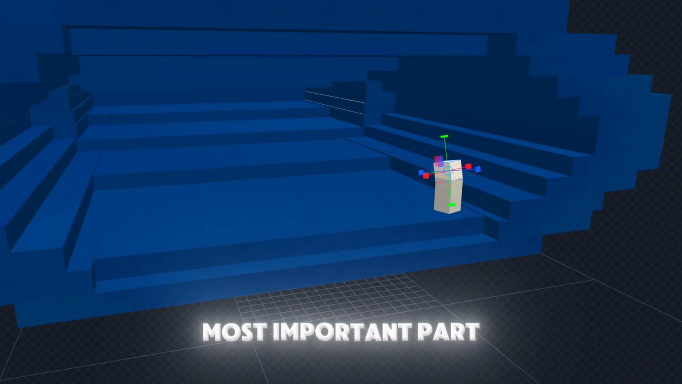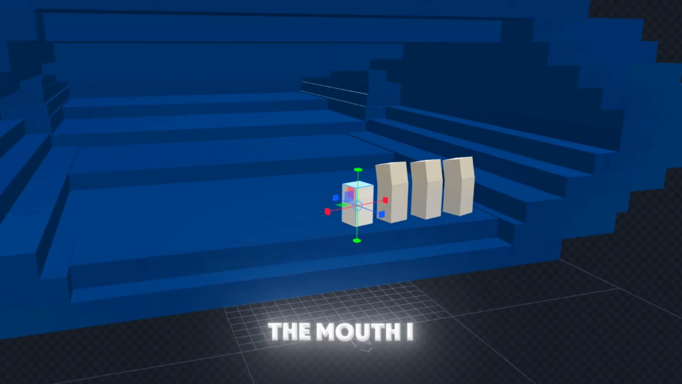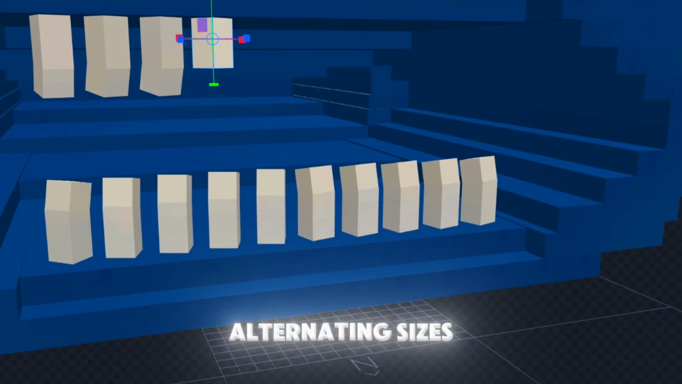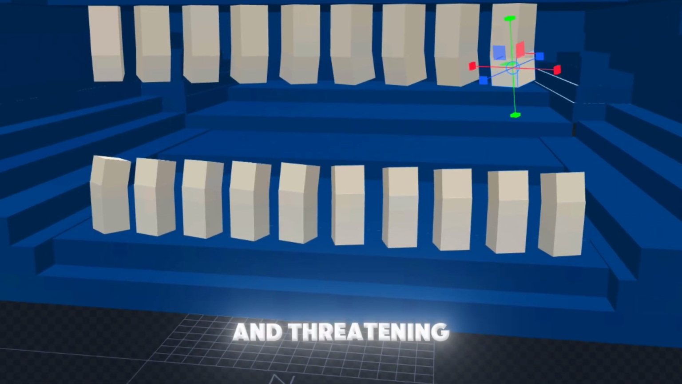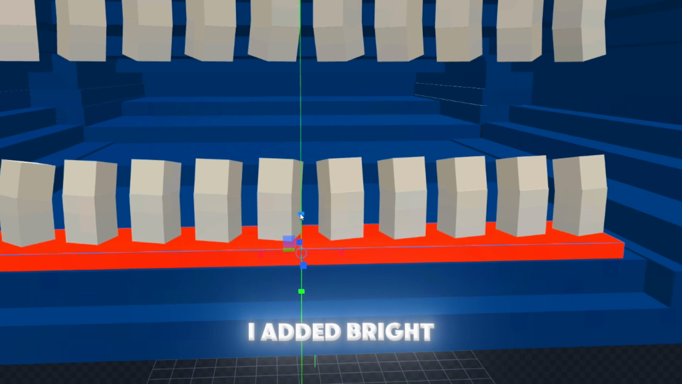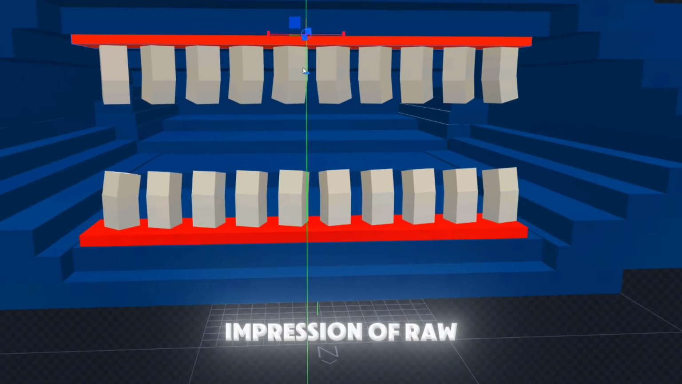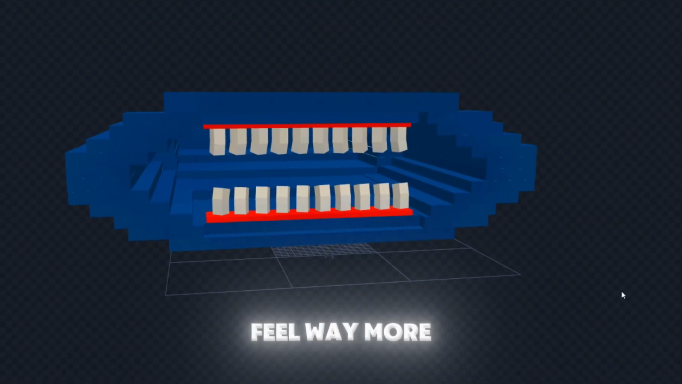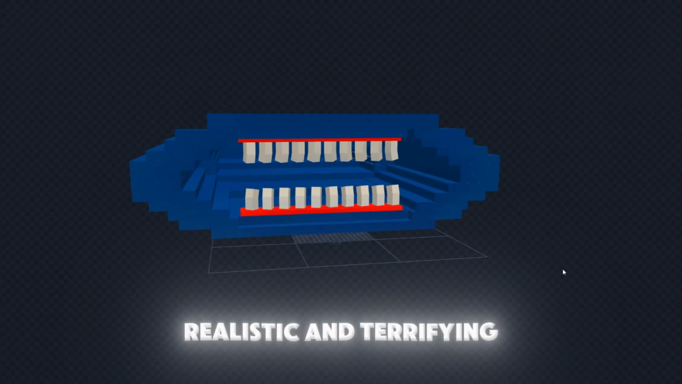Then came the most important part, the mouth. I used white rectangular blocks for the upper and lower jaws, alternating sizes to make the teeth look uneven and threatening. I added bright red at the base of each tooth to give the impression of raw flesh and danger. That one detail made the model feel way more realistic and terrifying.